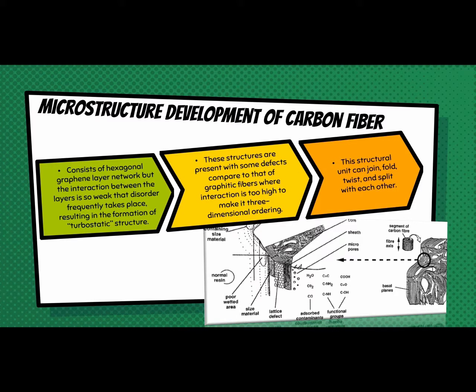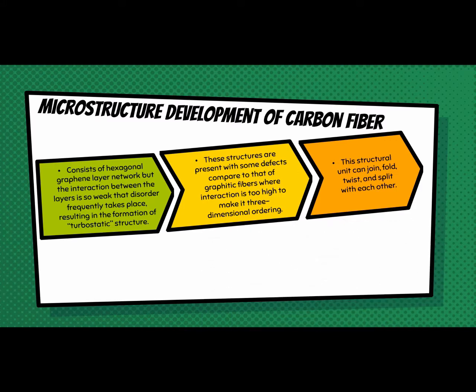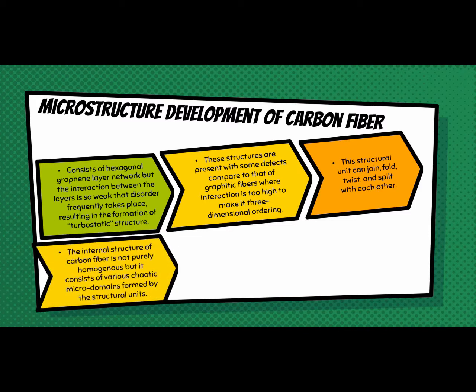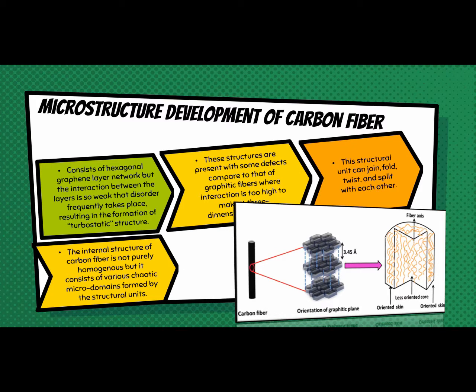To form various types of microdomain within carbon fiber, this structural unit can join, fold, twist, and split with each other. The internal structure of carbon fiber is not purely homogeneous, but it consists of various chaotic microdomains formed by the structural units. Briefly, carbon fiber is a blend of amorphous and graphitic carbon.